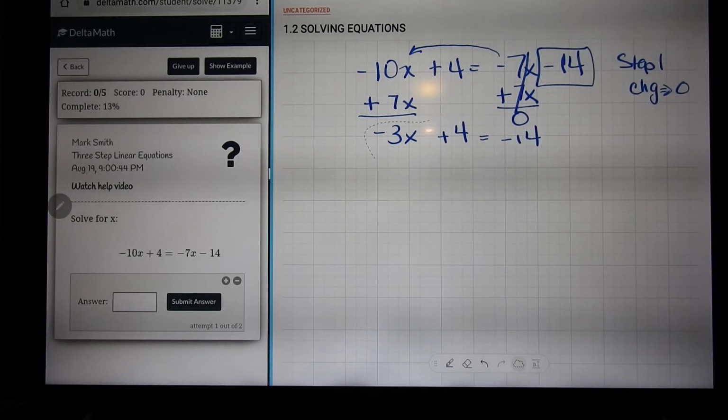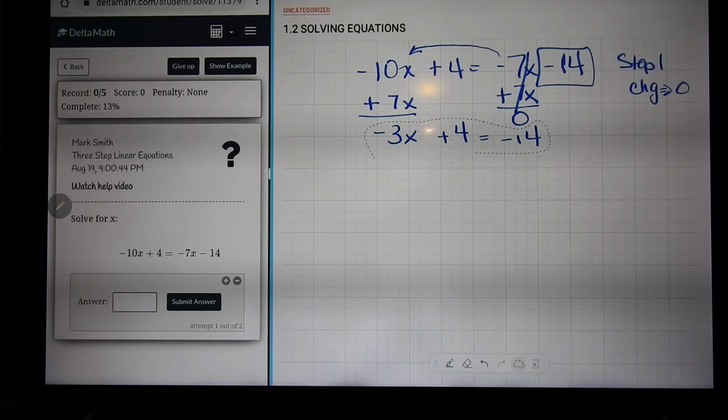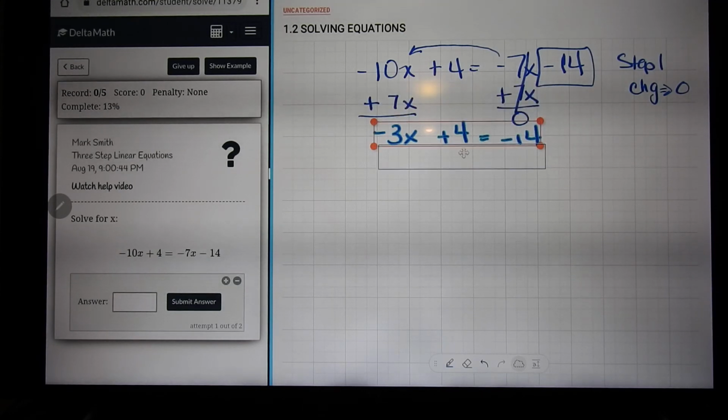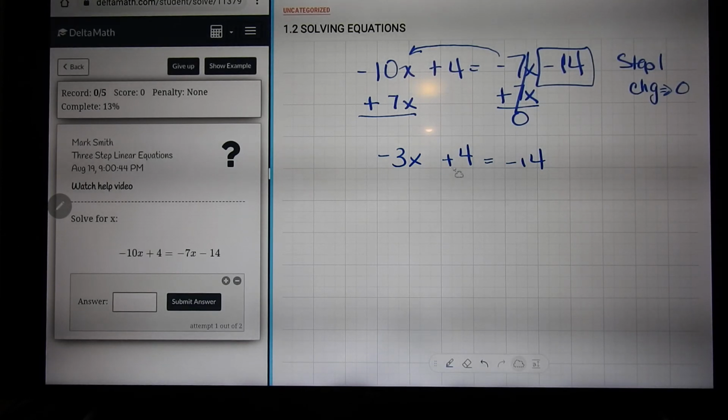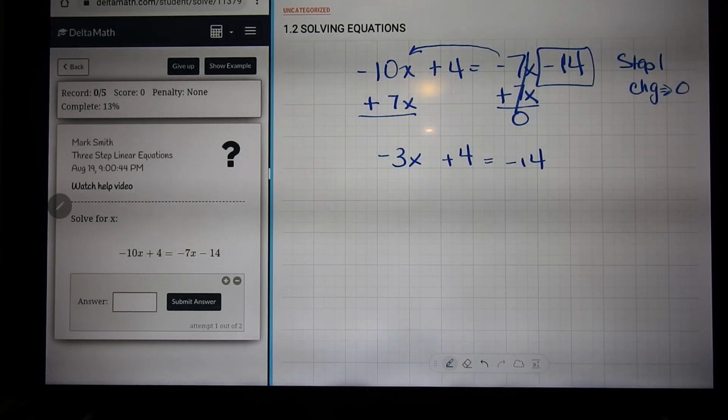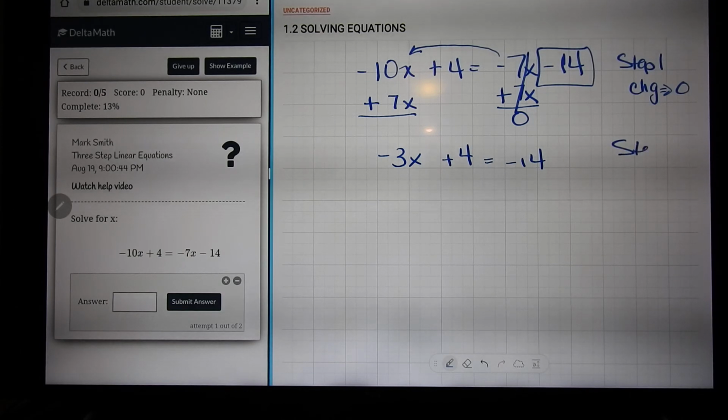That is way too close. Move it down here. There we go. All right, so this is what we're left with. Negative 3x over here, the plus 4 is still there, and now we have negative 14. All right, so now we have a two-step solution. So in our two-step solution, what would you do?